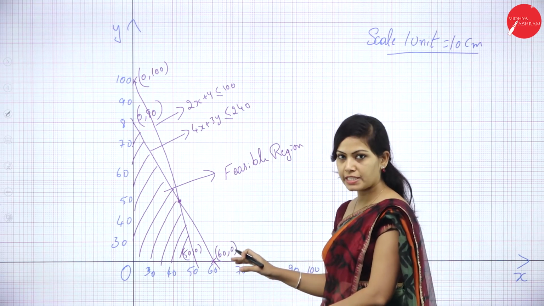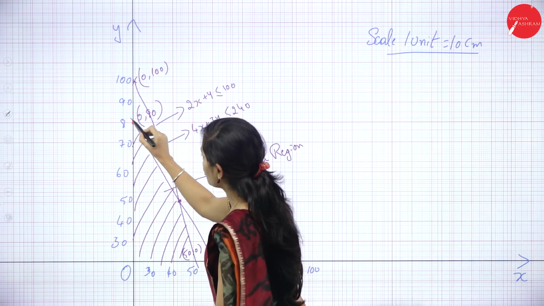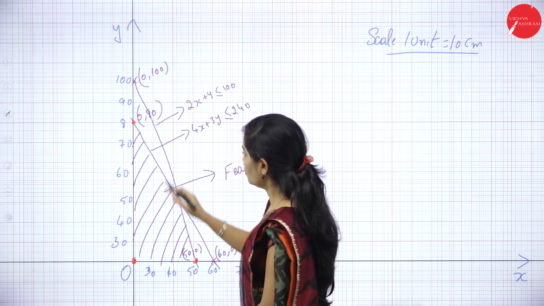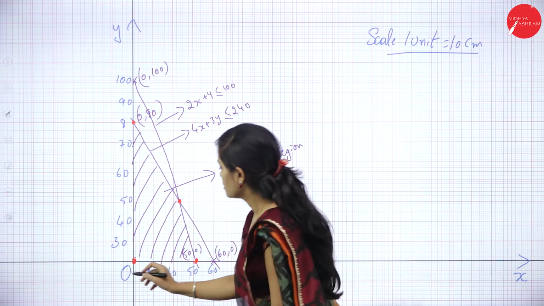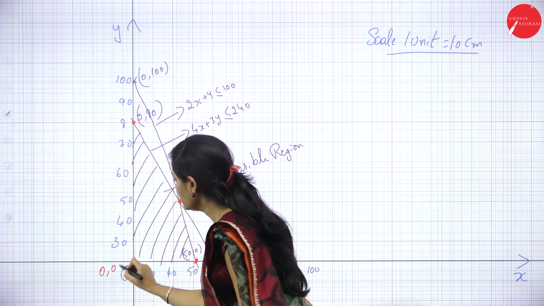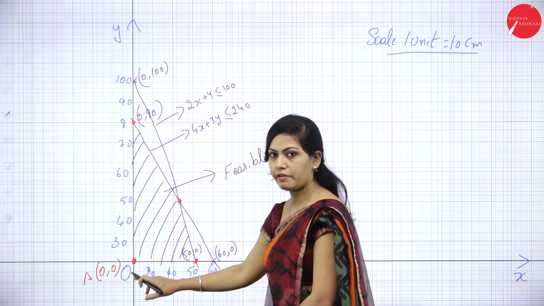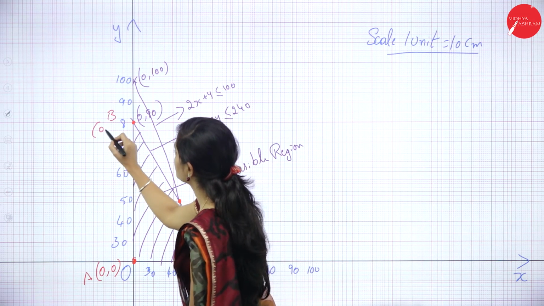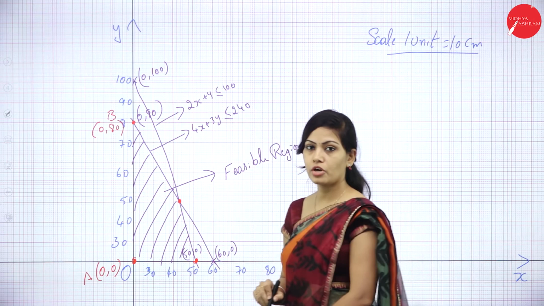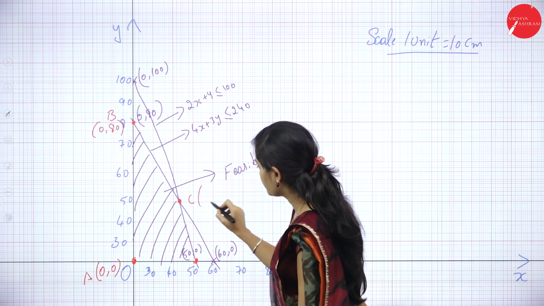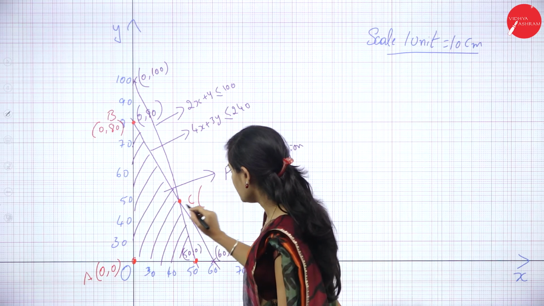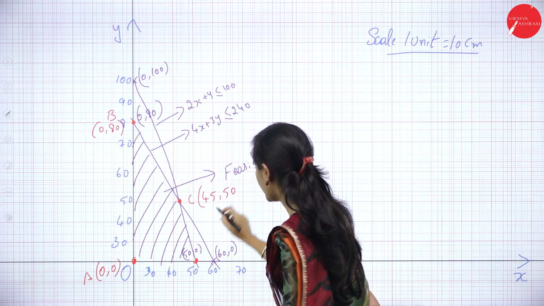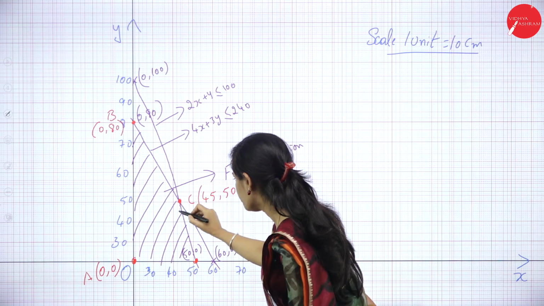So after getting this feasible region, we have to observe the corner points. Here I have 4 corner points. Now let's see the corner points. So this is (0, 0). I will consider this as A. And this is B, (0, 80), the second corner point. And this is C. C is (45, 50). The x value is 45.